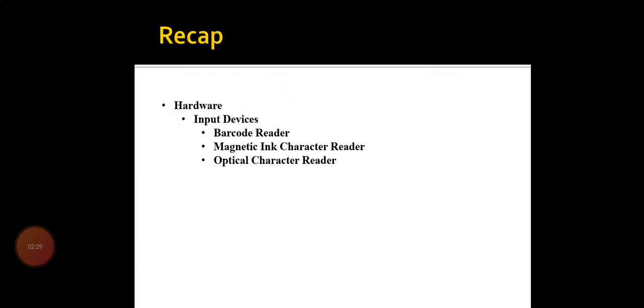Next topic was hardware. The physical components of a computer system that we can see and touch are called hardware. There are two types of hardware. A computer system can be divided into two main parts, hardware and software. Hardware can further be divided into two parts, input devices and output devices. The devices which we discussed were input devices. They accept input from the user and convert it into a form that the computer can understand.